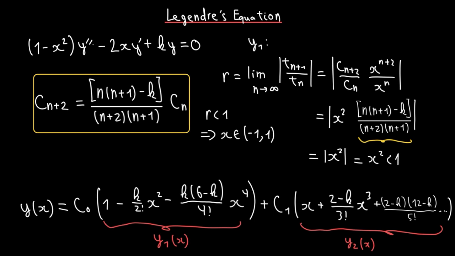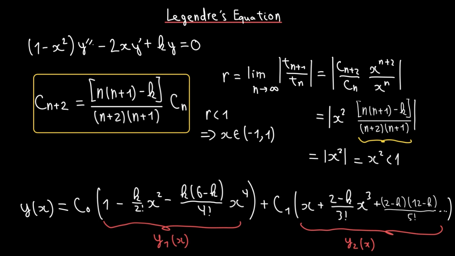And notice that the ratio test yields the same answer for y2. So this ratio test over here not only applies for y1, but also y2, because the recurrence relation over here applies for both series solutions. And notice that for x equal to -1 or 1, the ratio test does not yield a result because x squared will be equal to 1. And therefore we cannot determine whether these series solutions converge or not, since the ratio will be 1.